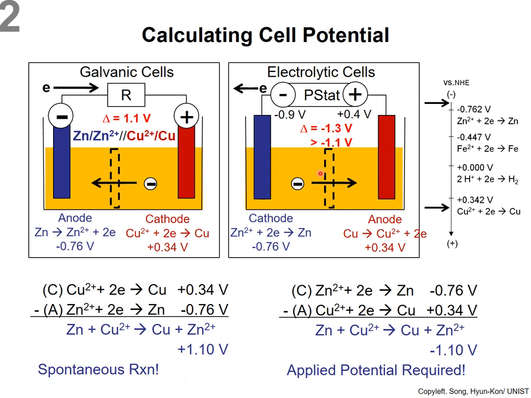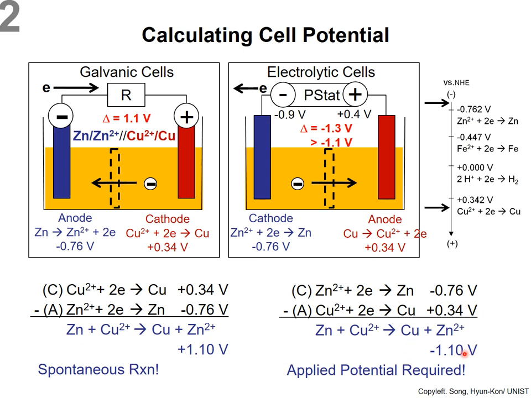And let's go to the electrolytic cells. The cell potential of electrolytic cell is the minimum potential required for making that electrolysis. So in this case, you want to make the reduction of zinc 2 plus. So this is the cathode, at minus 0.76 volt here. And what is the anode? You want to make the copper metal into copper 2 plus. So that is the anode process. So minus anode is equal to copper 2 plus, plus 2 electron is going to copper at plus 0.34 volt.